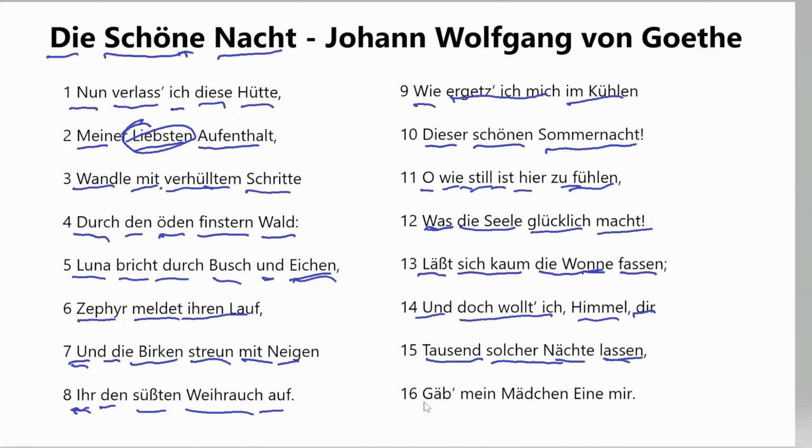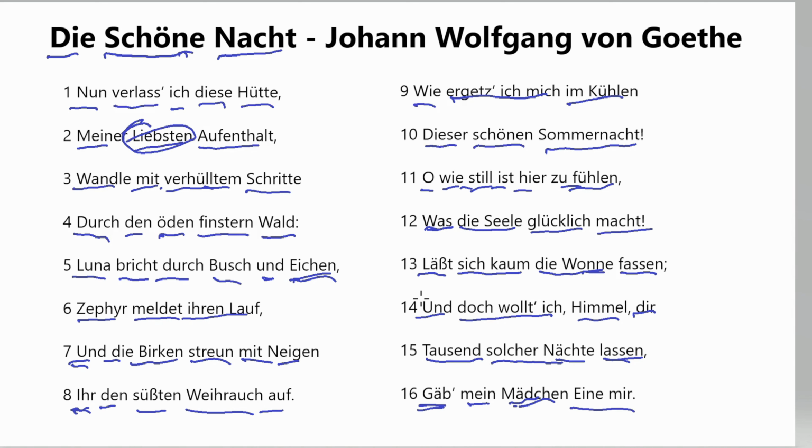And now the final line, geb mein Mädchen eine mir. So geb, in this case, is like the word to give. Geb is a form of, or gebe is a form of give. But in this case it's like the word to give. Mein Mädchen is my girl, so the girl he's talking about in the beginning. Eine mir. So, were the girl to give one to me.